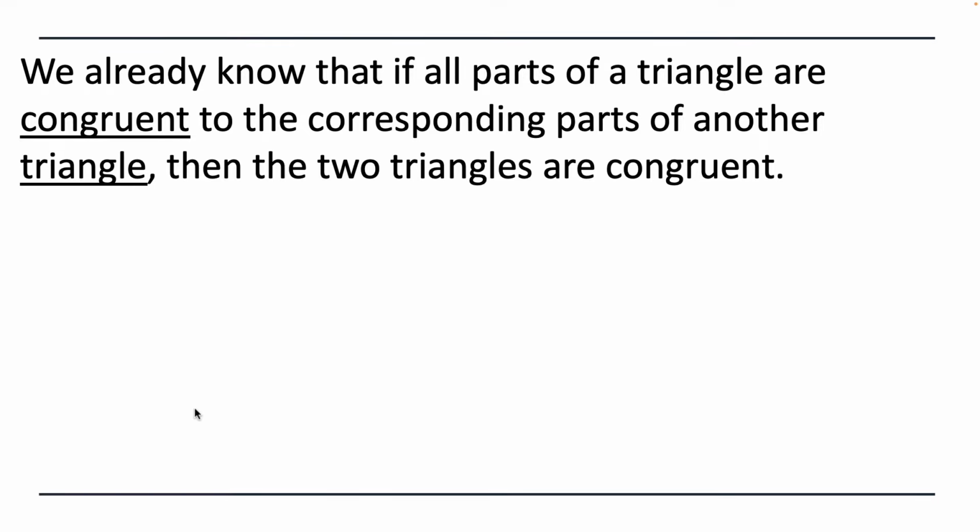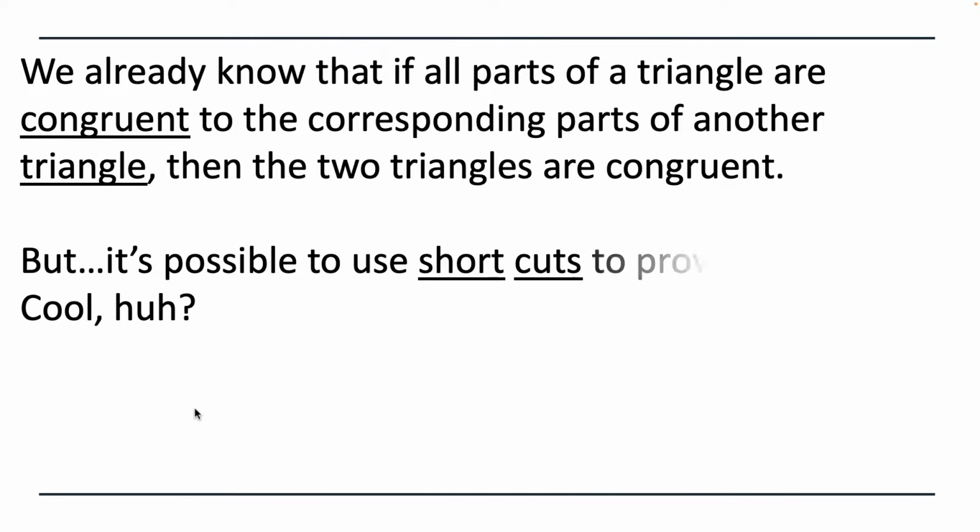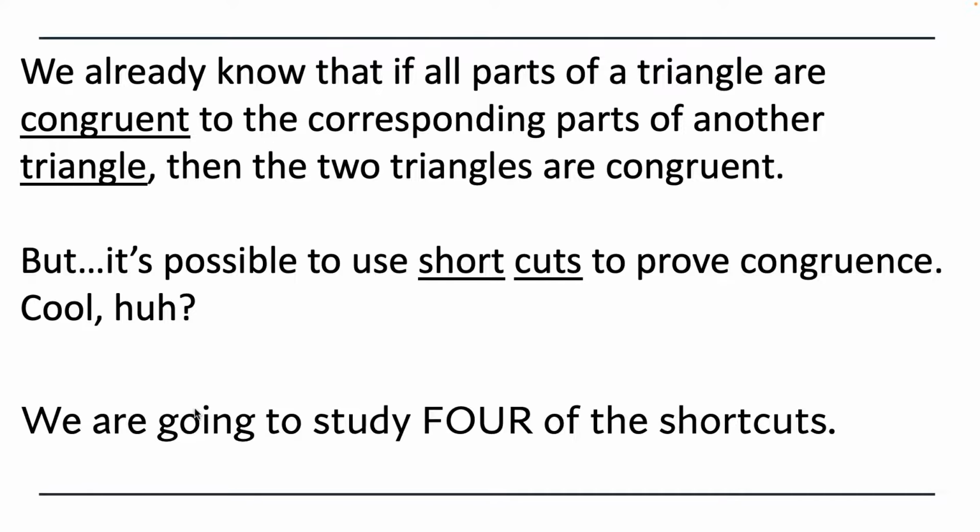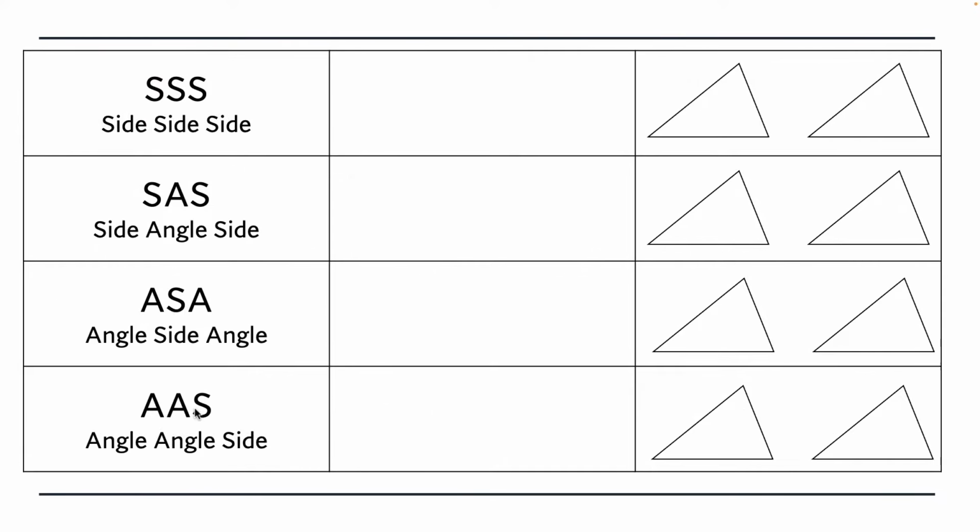Today we're going to learn to prove that two triangles are congruent. Now we already know that if all parts of a triangle are congruent to the corresponding parts of another triangle, then the two triangles are congruent. But it's possible to use shortcuts to prove congruence. And we love shortcuts. So we're going to study 4 of the shortcuts, 2 of them today, 2 of them next time. But let's start with an overview of what the 4 shortcuts are.